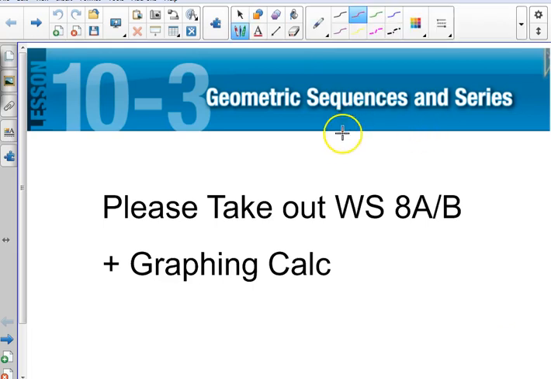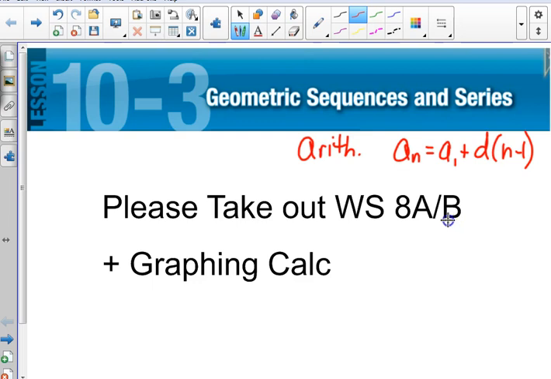All right. What I want to do first today is revisit what we did yesterday. We did the same lesson except we weren't doing what? Geometric. We were doing arithmetic, okay? Yesterday's lesson was arithmetic, so when we were doing that, we started with this formula. Yes? Then we talked about arithmetic means. Remember that? What did that mean?